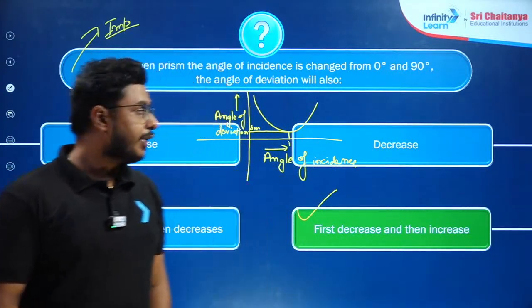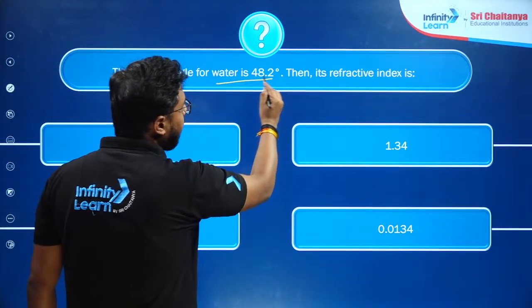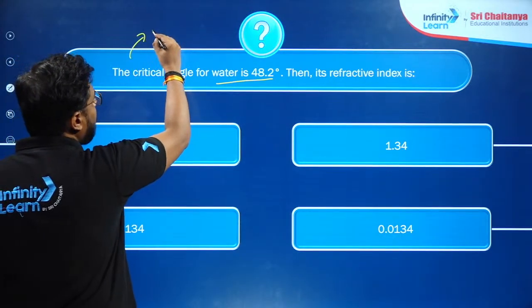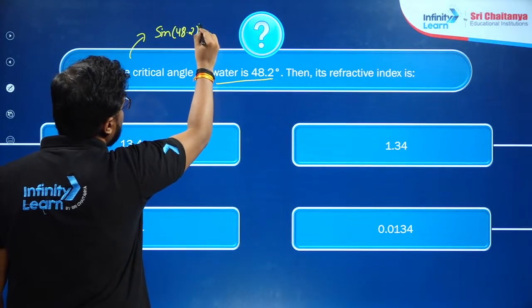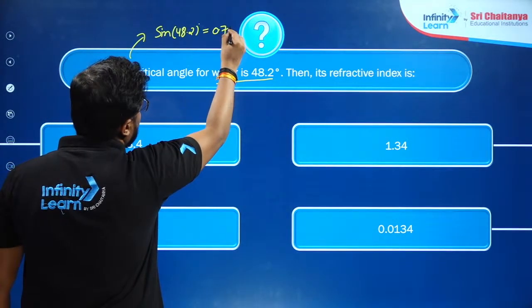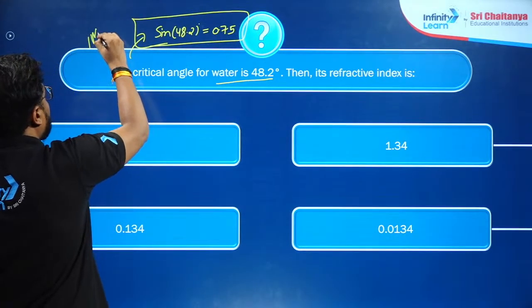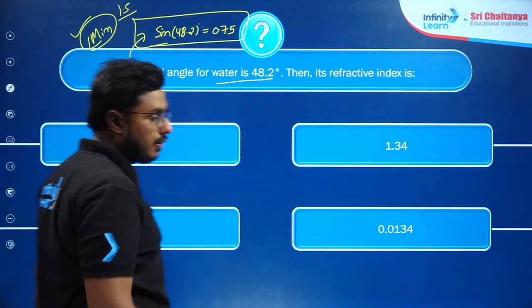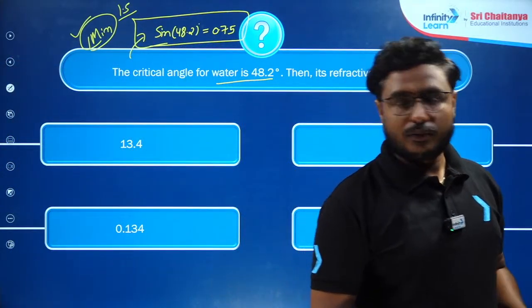Let's move to the next question here. The critical angle of water is 48.2 degrees, then its refractive index is. One more piece of information is required here: the value of sine 48.2 degrees is equal to 0.75. Now, quickly try to solve this question. You have 1 minute of time. Okay, let me give you 1.5 minutes to solve this quickly. Your time already started. Quickly solve it, everyone.